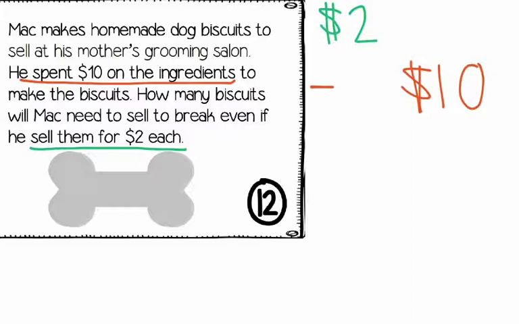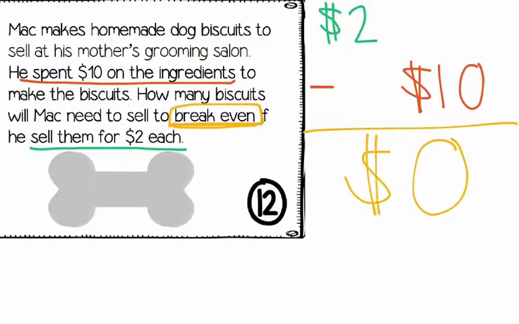And it says to break even. Break even just means that he didn't make any money, but he didn't lose any money. So that'd be $0, with a profit of 0. Right? So we know that he sells each of the biscuits for $2, but we need his income to be a total of 10. So 2 times what equals 10? We know that 2 times 5 is equal to 10.